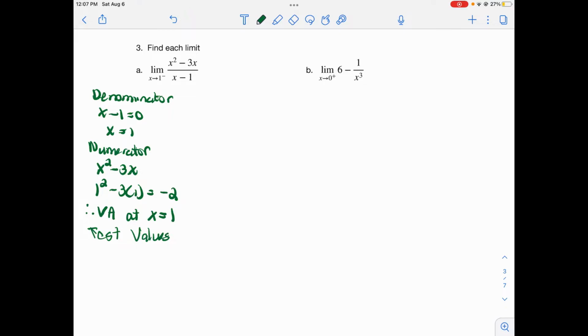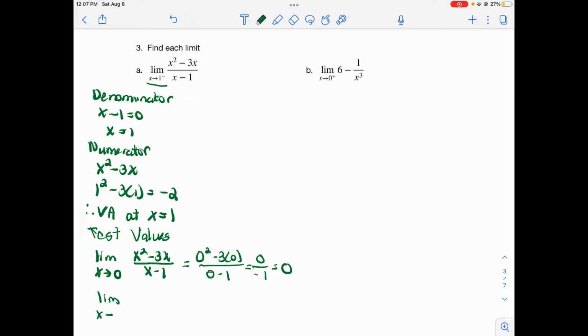We're going to pick values of x that are close to 1, but since we're looking at our left-handed limit, we want something a little less than 1. So let's say I decide to try x approaches 0. Try direct substitution first. I get 0. Well, that doesn't help me decide if it's positive or negative infinity. So let's try something a little bit closer to positive 1. So we're going to do x approaches 1/2.